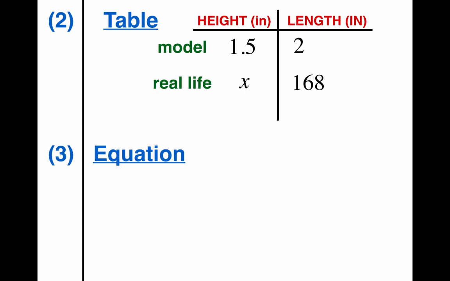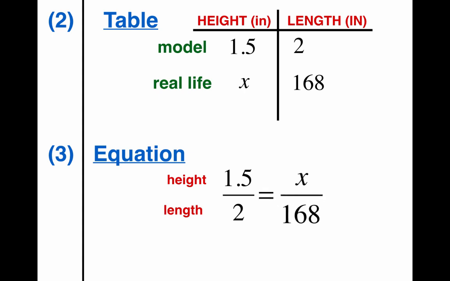And we can use these numbers to build our equation. So here's my equation: 1.5 over 2. That's the height and the length of the model. That's equal to X over 168. That's the height and the length of the real life train.